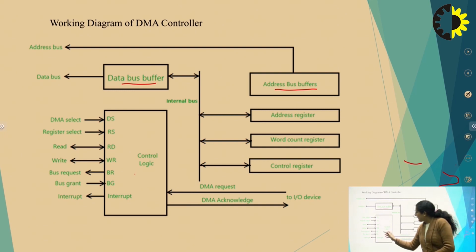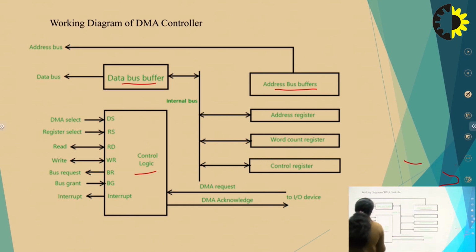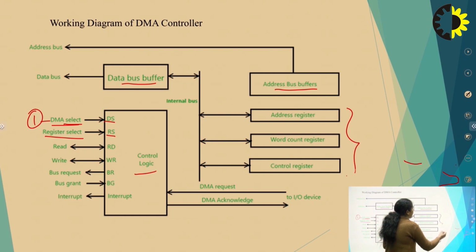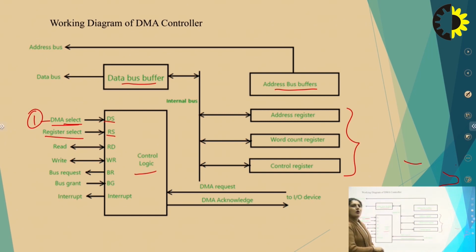You are seeing there is a control logic. What is the control logic? There are so many inputs. Firstly, there is DS. What is DS? DS is the DMA select. When DS goes to 1, that means the DMA is on. Now the DMA can work. There is one register select, RS. You can see there are 3 registers: address register, word count register and control register.